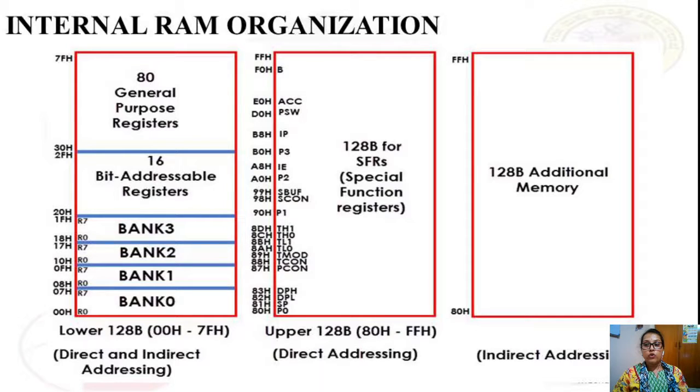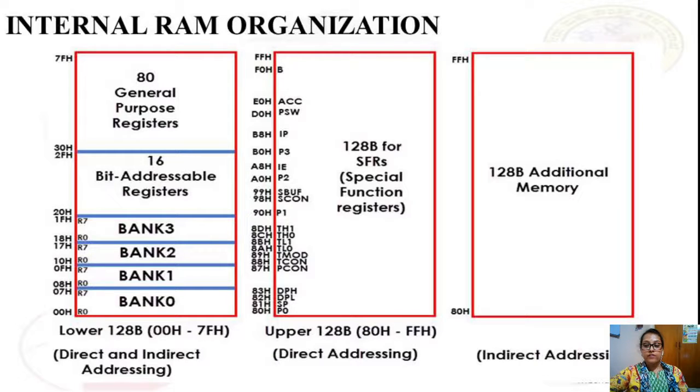So there are 2 ways we can access the register. First, if we want to address the register by name, by selecting the corresponding bank, then we can use the RS0 and RS1 bits in PSW, the program status word. Or if I want to address the register using a direct address, then by selecting the corresponding bank, for example 12H, which corresponds to register R2 of Bank 2.